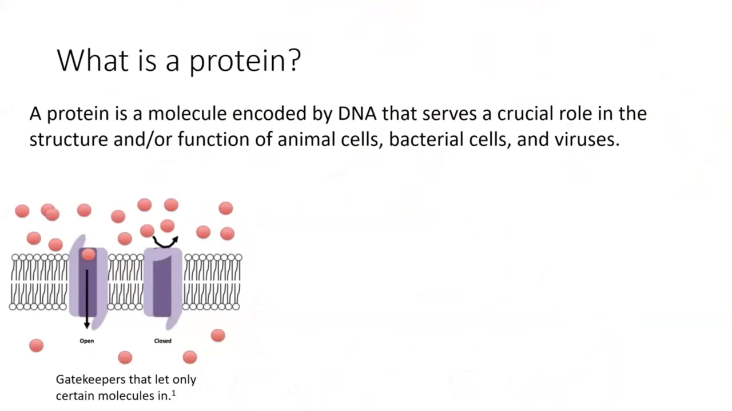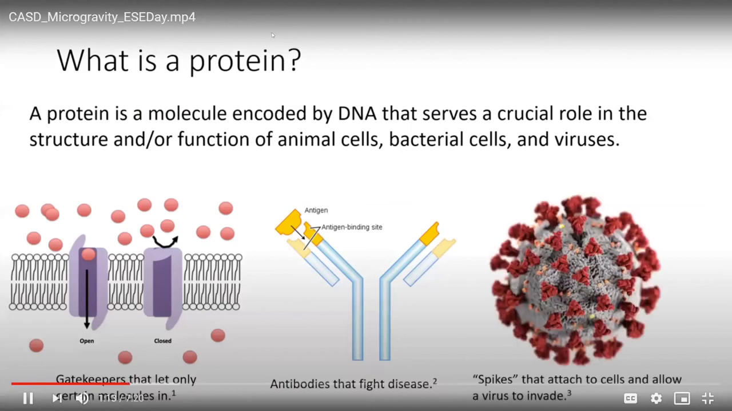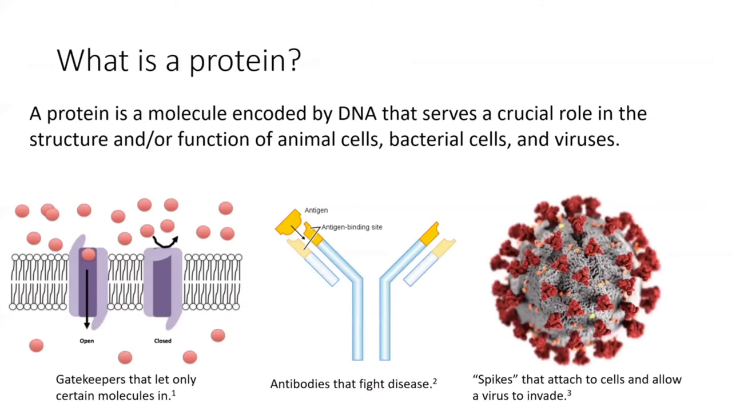So for instance, a protein might be a gatekeeper on the surface of a cell that determines what goes in and what goes out. Alternatively, it might just be an antibody that helps fight diseases within our body. Or it could be the opposite, where it's a spike on the surface of a virus that helps it get into our cells and cause trouble.